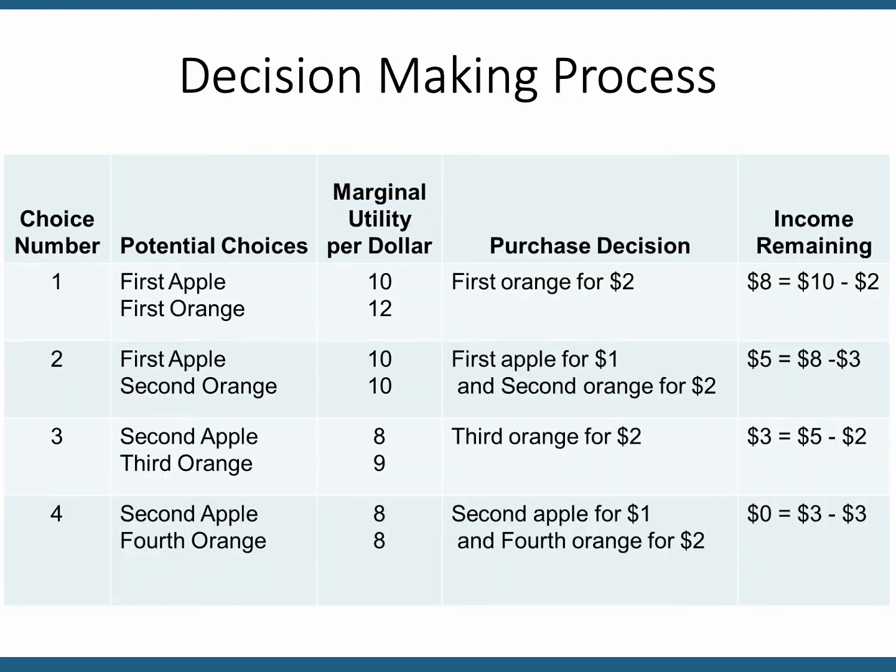So this table sort of steps you through the decision-making process for this buyer. And you can see that there are 4 choices made. And in the end, this buyer ends up buying 2 apples and 4 oranges before the money runs out. And then the money ends up at $0. So this buyer ends up buying 2 apples and 4 oranges.